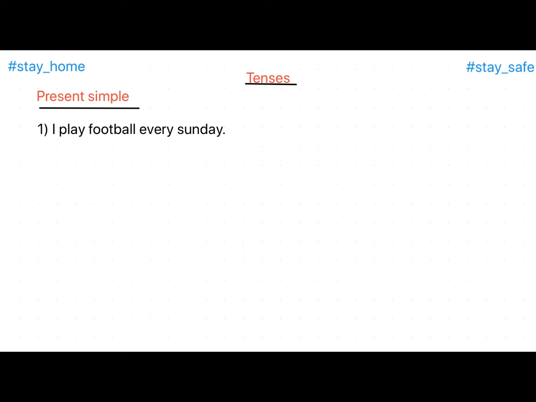The first sentence is I play football every Sunday. And the second one is he plays football every Sunday. So what do you notice here? Let's see first what is the subject in each sentence. In the first one, the subject is I. So this is the subject in the first sentence, and in the second one the subject is he.